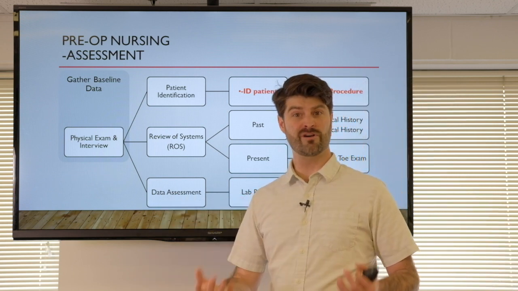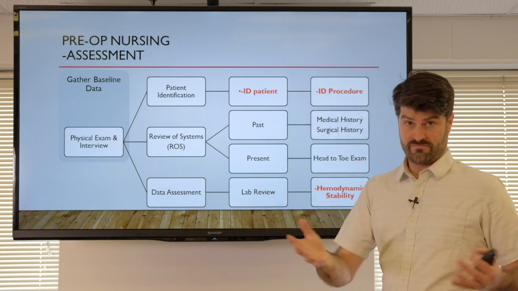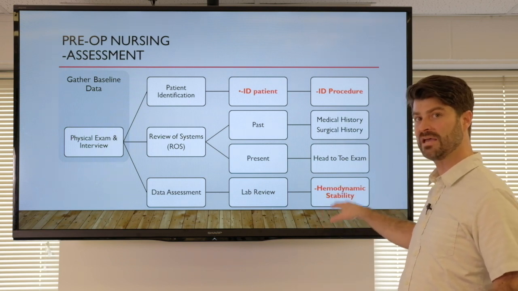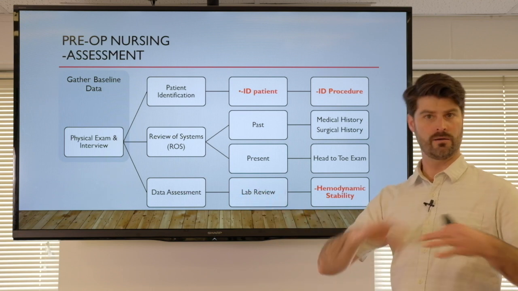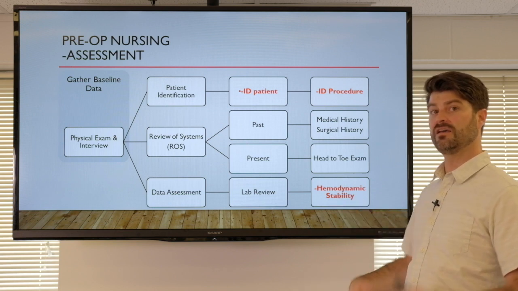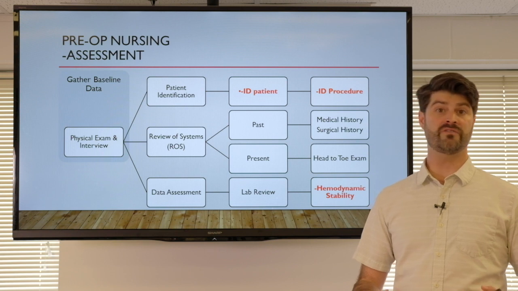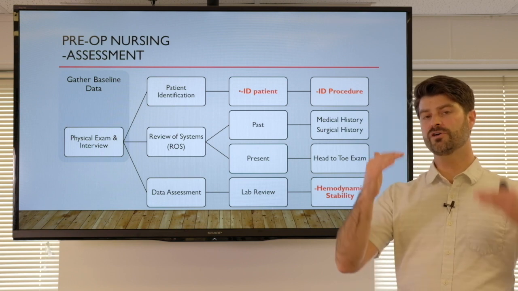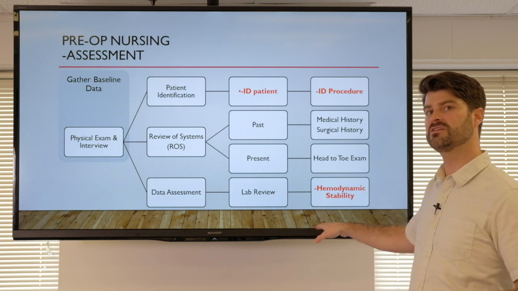Then we're looking at our data assessment. So this is everything we get from the computer. We want to look at their labs and their other measurements to make sure that our patient is hemodynamically stable. This is a big thing. Hemodynamics, meaning hemo, blood, dynamic, movement. So is blood moving around their body in a way that we could call stable? Easiest way we measure hemodynamic stability is vital signs, specifically blood pressure and heart rate. If those are in equilibrium, we know that our patient is hemodynamically stable.